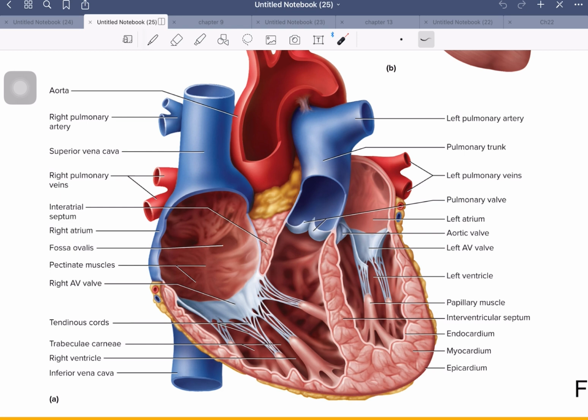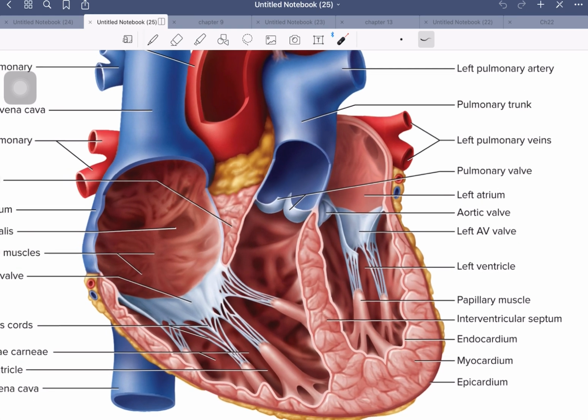Now there is one thing I didn't point out, and that is the trabeculae carneae. Up here we had ridges, which were the pectinate muscle, and we see those in the right atria. Down here you can see that there are sort of bigger ridges, and these are the trabeculae carneae.